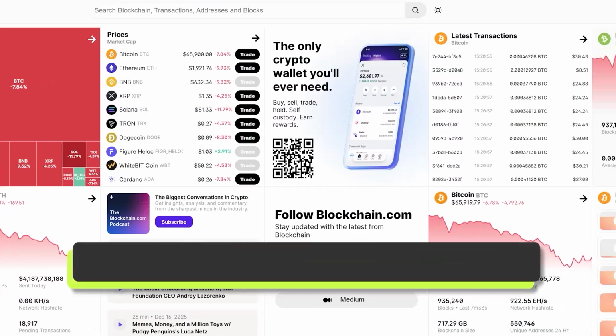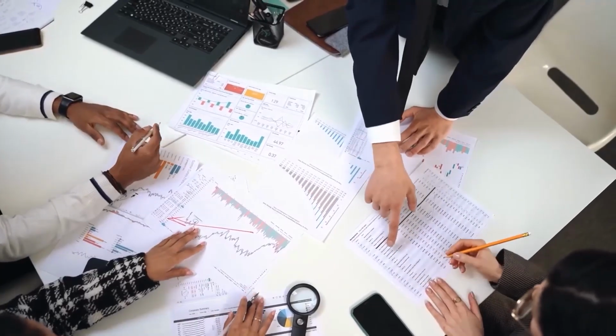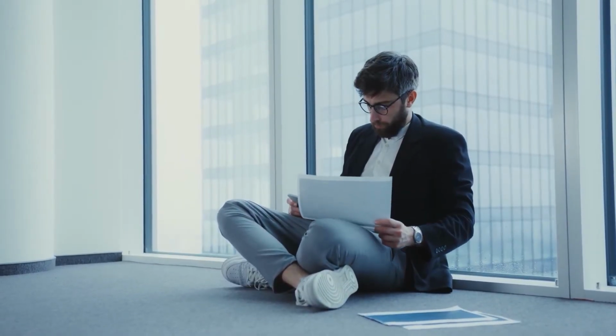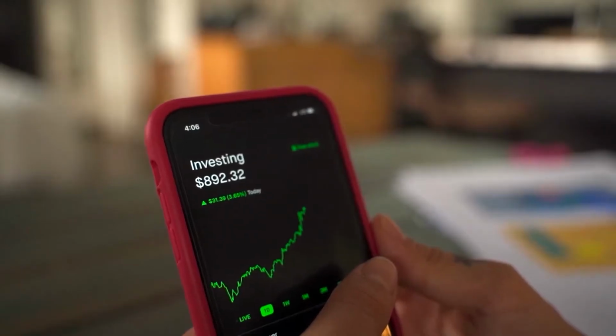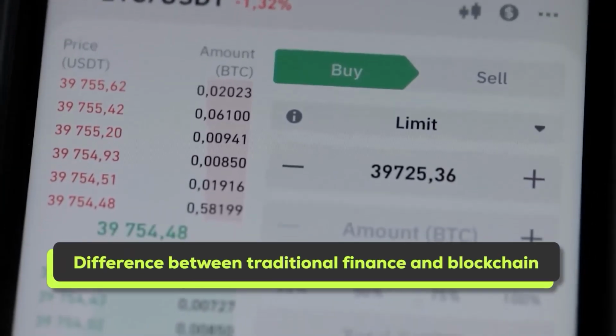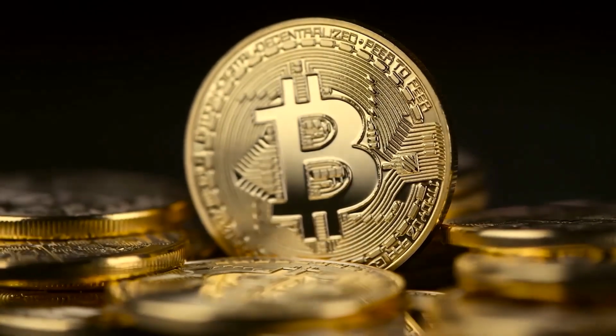Tools like blockchain explorers and analytics dashboards organize this data so humans can read it. Instead of trusting statements or rumors, users can verify activity directly. This is the key difference between traditional finance and blockchain systems. Banks report selectively. Blockchains record everything.